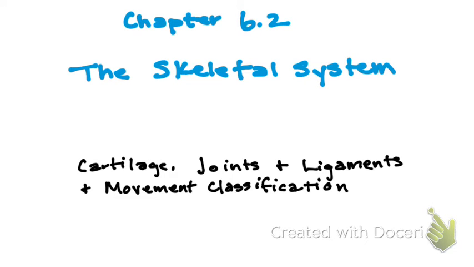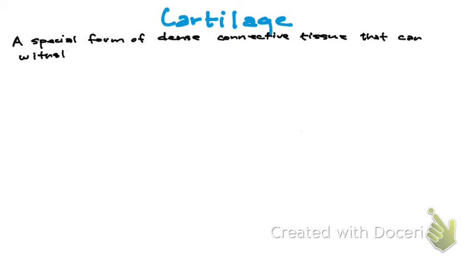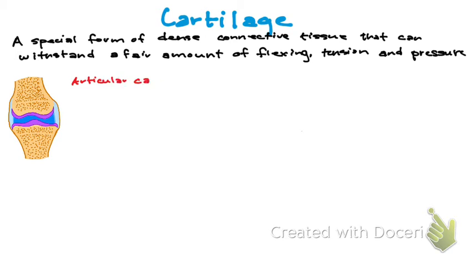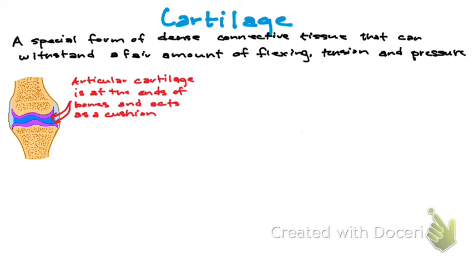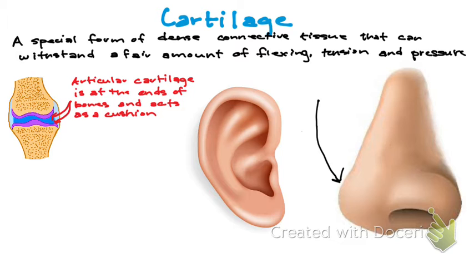This lecture covers the second part of Chapter 6, the skeletal system. It includes cartilage, joints and ligaments, and movement classification. Cartilage is a special form of dense connective tissue that can withstand a fair amount of flexion, tension, and pressure. Articular cartilage is at the end of long bones and acts as a cushion within a joint. Another place where cartilage can be found is in the ear and at the tip of the nose.